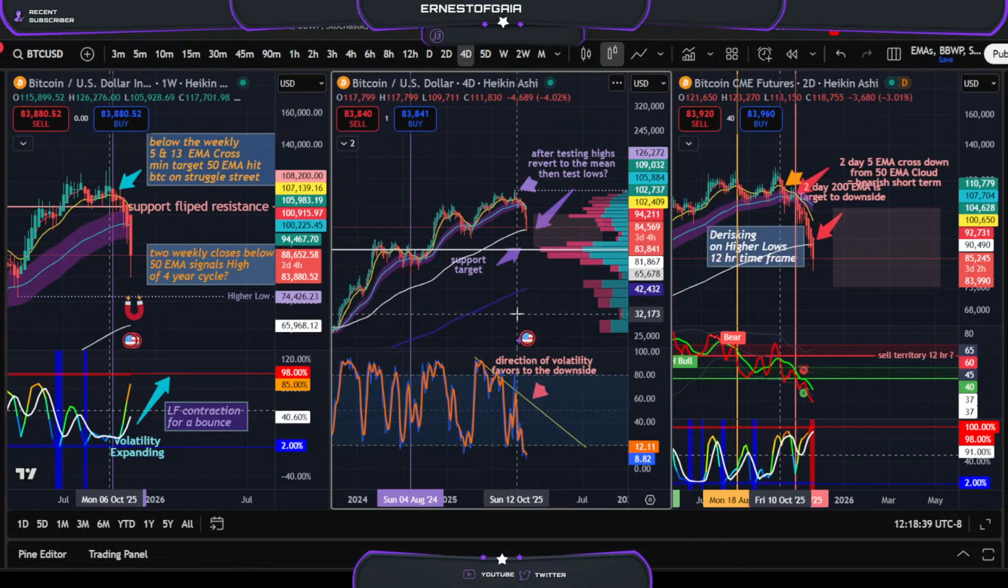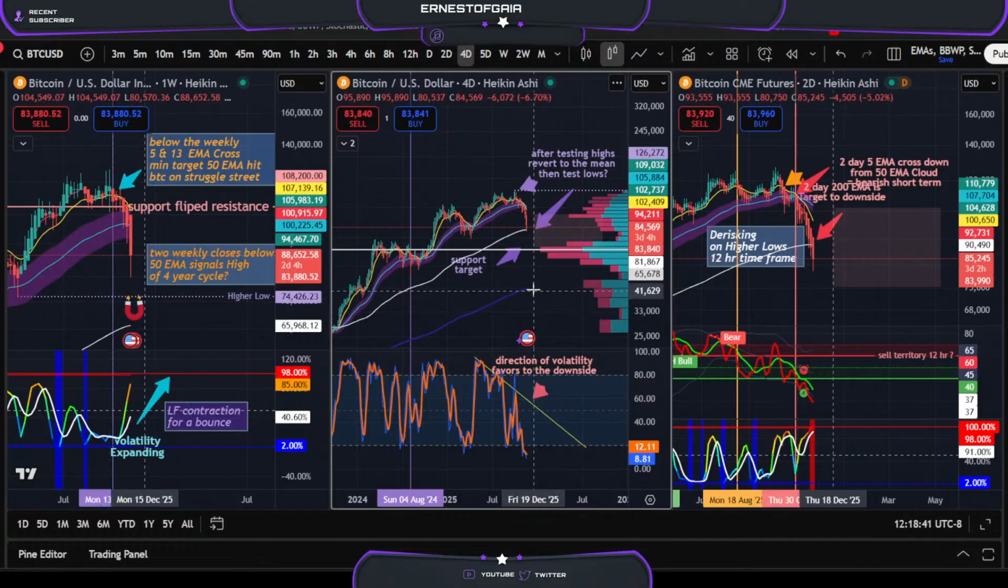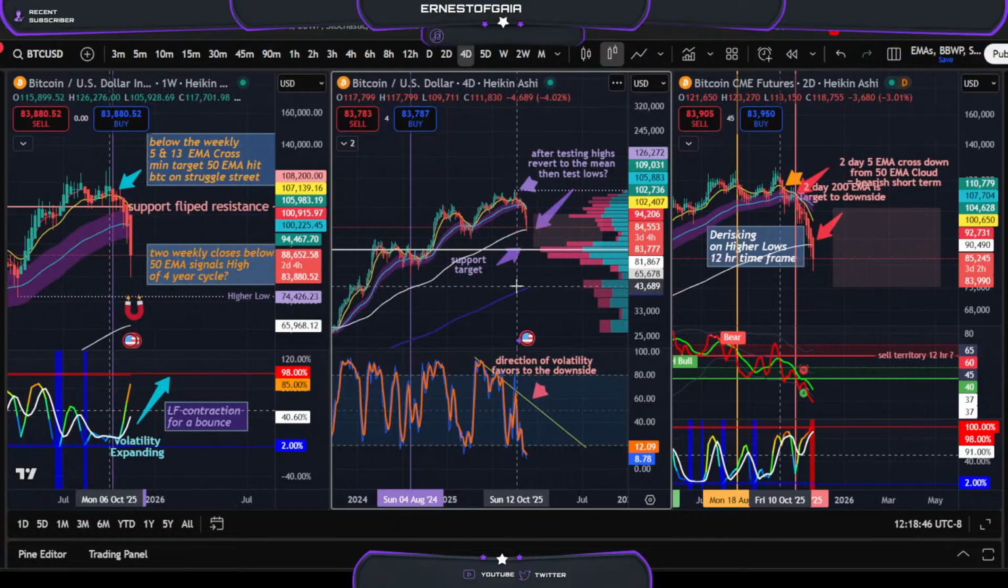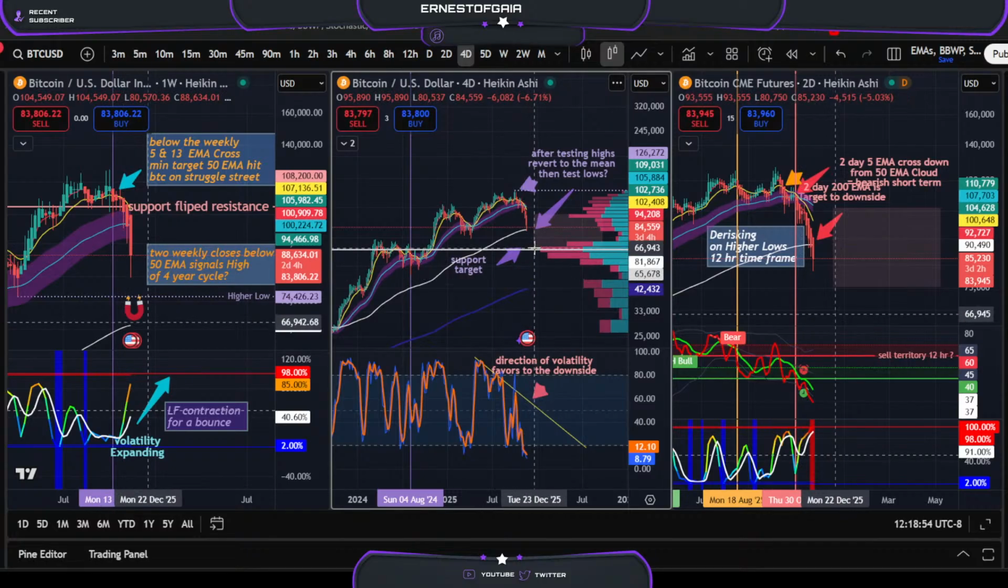I don't think I need to set one at 30, but 42,000 is the 800 EMA on the 4-day. So that would be our next support target if there is a rejection of this mean at 66.